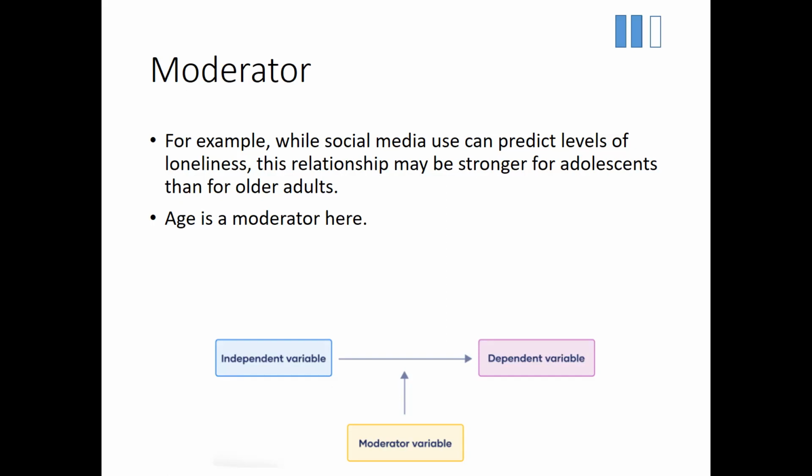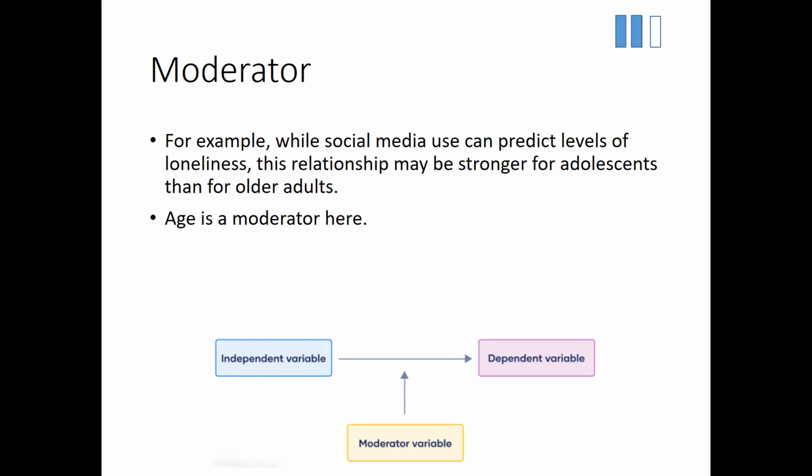Age is not in the model, but rather when we account for different age groups, we might find that 15 to 25-year-olds have higher levels of loneliness based on their level of social media use versus 26 to 35-year-olds, right? So age is essentially an explanatory variable. Think about it like that. Age is explaining something, right?